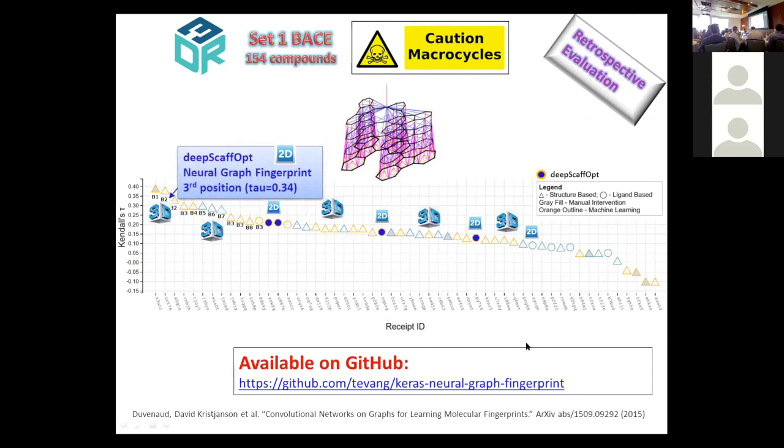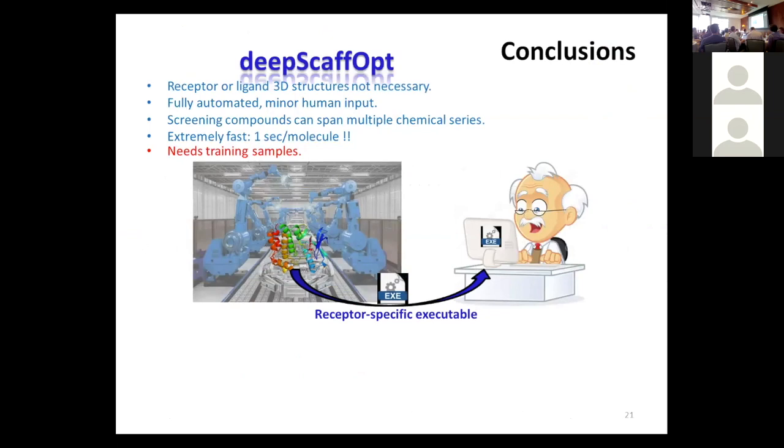The code of the neural graph fingerprint is open source, and I have uploaded it on GitHub. You're welcome to check it out. So in conclusion, deepScaffOpt does not require receptor or ligand 3D structures. It's fully automated, requires minor human input. It can screen compounds that span multiple chemical series, and it's extremely fast. It takes about 1 second per molecule once you have the model trained. But like every machine learning algorithm, the main drawback is that it requires training samples, which are not always available.